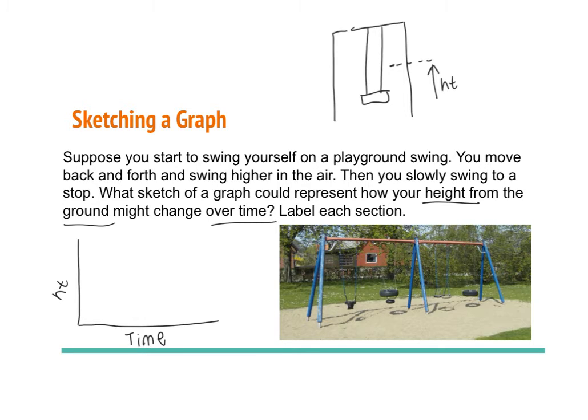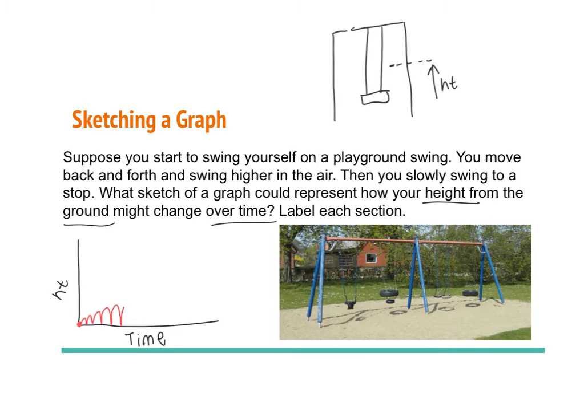Now, at 0 time, our height's going to be 0. So we're going to start right here, okay? As time goes on, we're going to start to swing, right? But we're always going to come back down, back to the bottom, right? Because our height's going to be 0. But then we're going to jump right back up, and we're going to swing higher and higher and higher and higher. And then we're going to get to a point where we're not going to swing any higher.